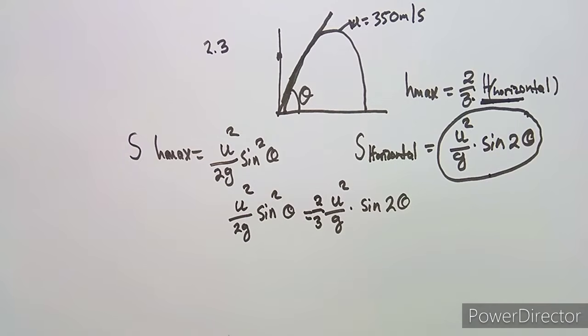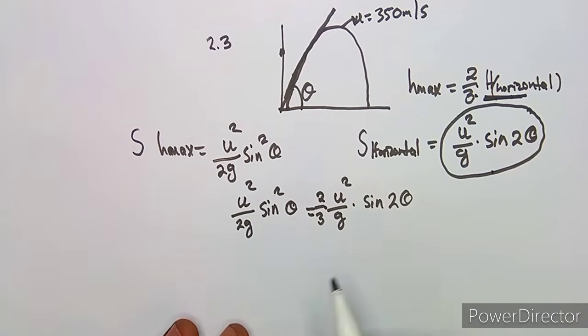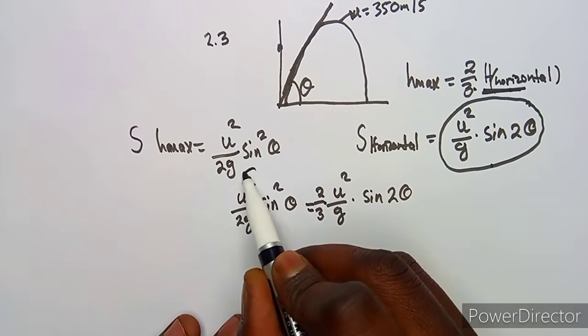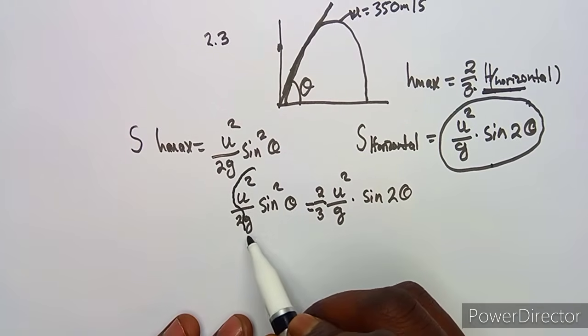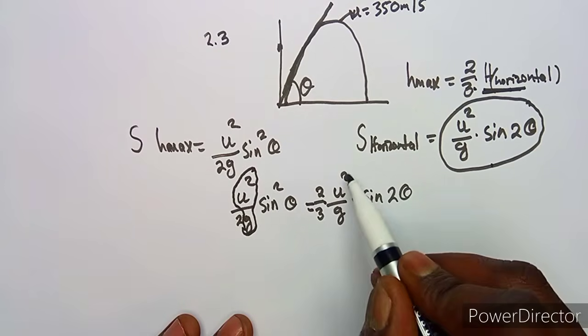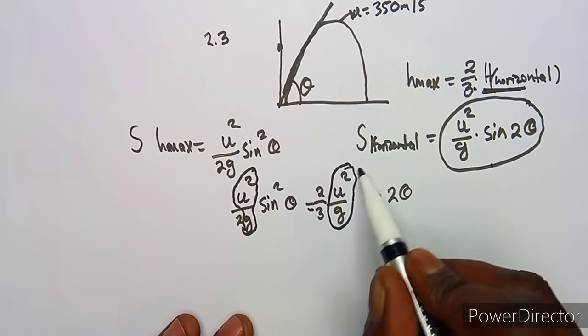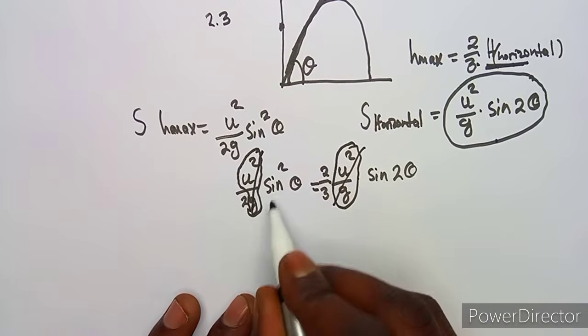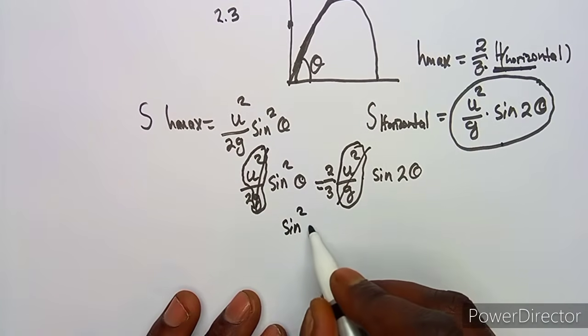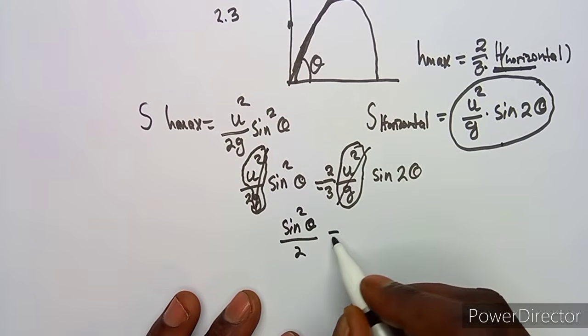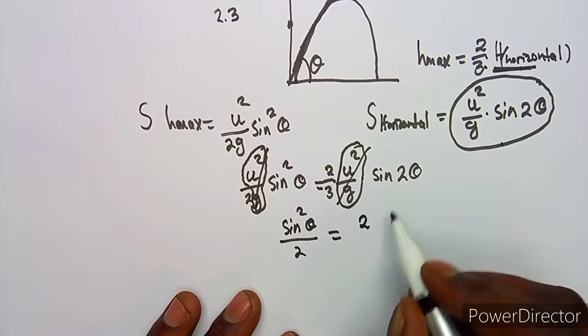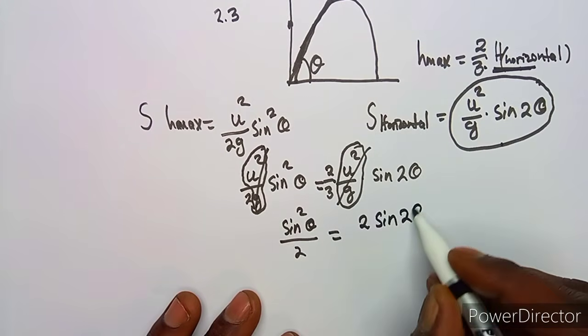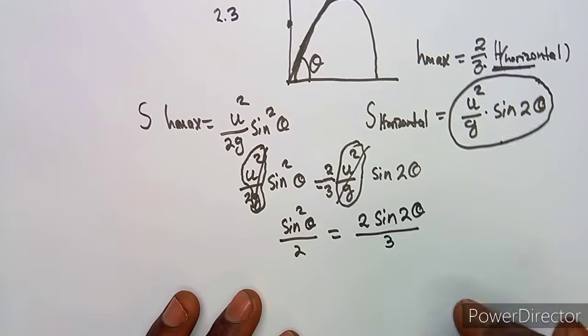So first, let us try and apply our mathematical skills, guys, to work out whatever we can. If you can see properly here, this is u squared over g, and this is u squared over g. It's the same, so this can cancel both sides, which means I'm going to be left with sine squared theta over 2 is equal to 2 sine 2 theta over 3.